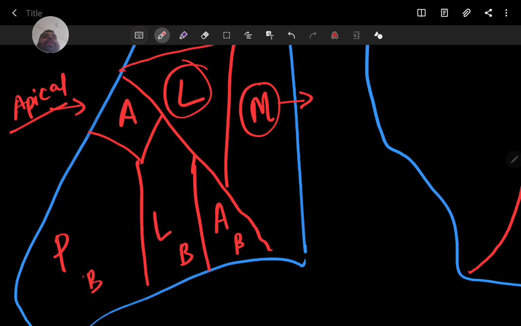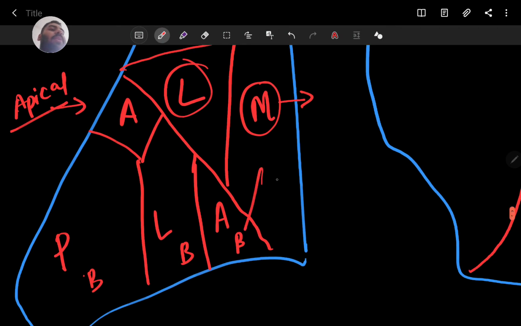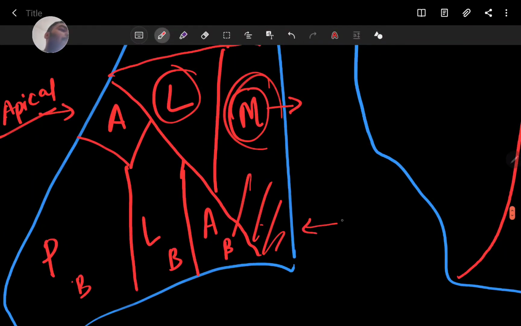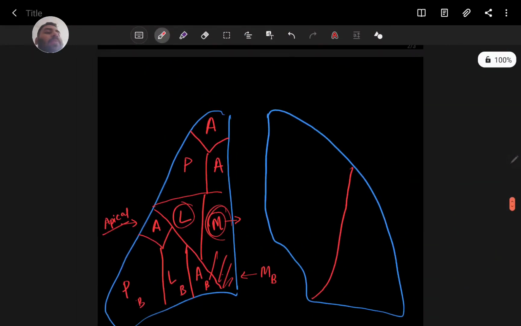So there has to be another one which is medial, right? Where is this medial? The medial is over here. Medial is behind this lobe, it lies behind. This is medial basal. You get it?